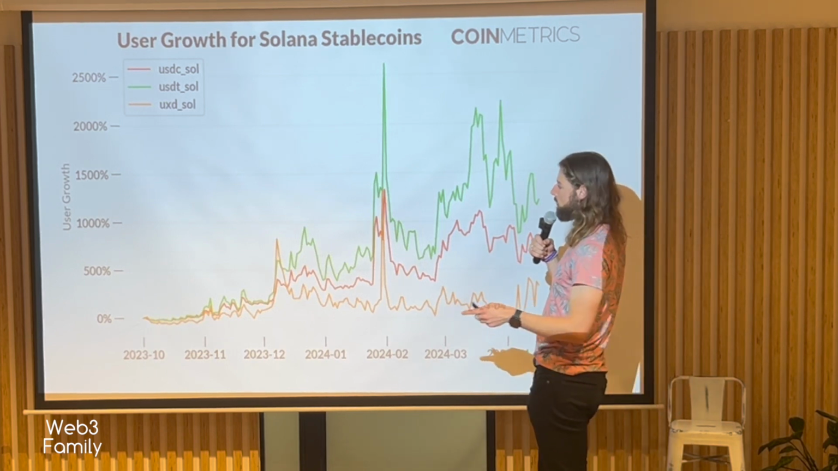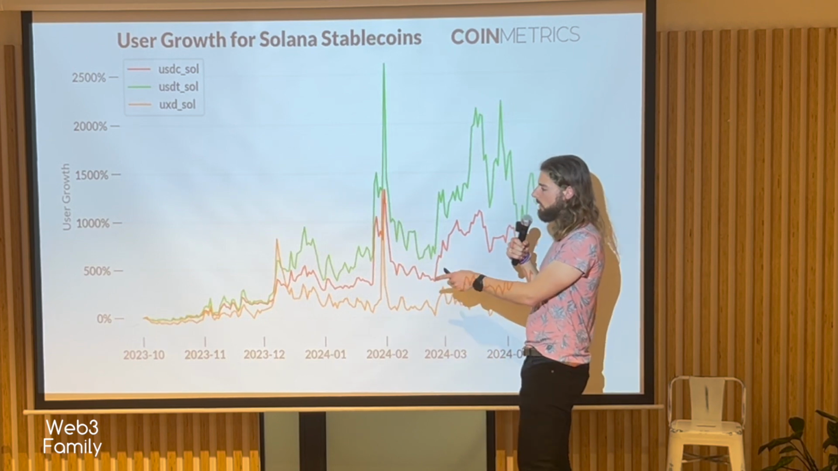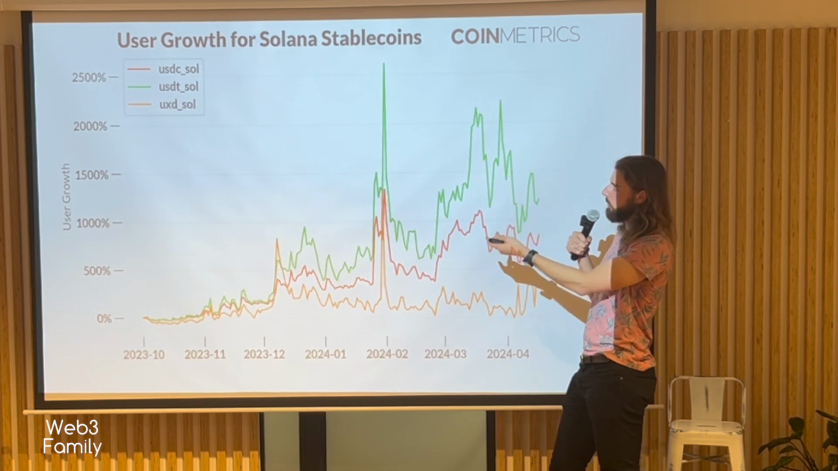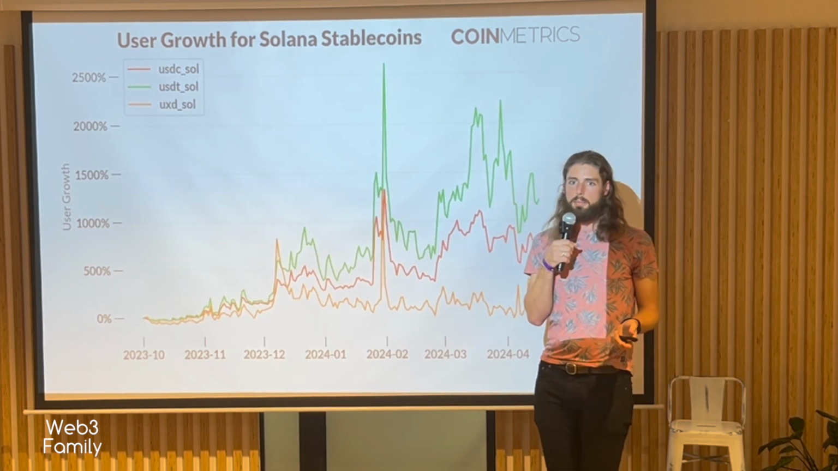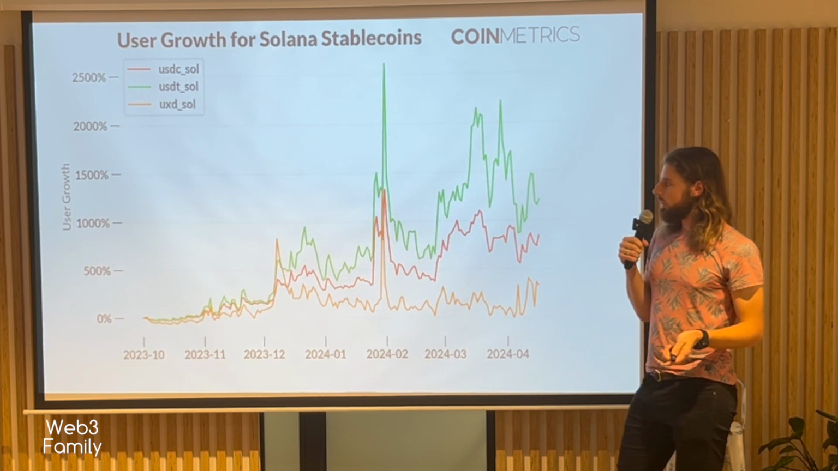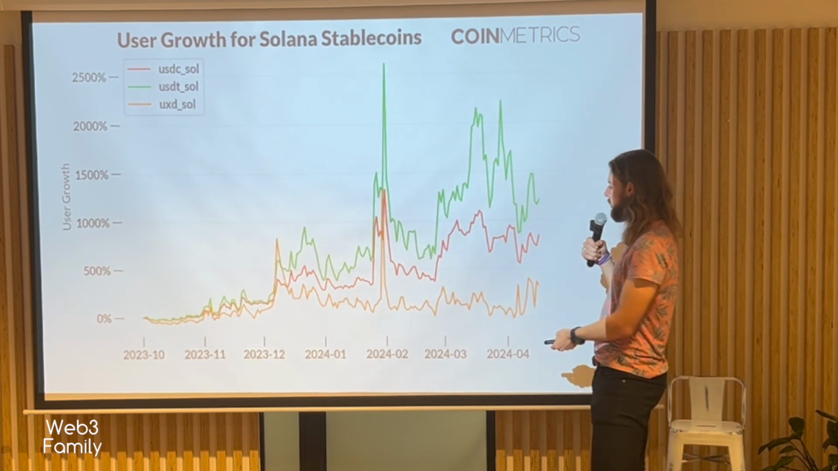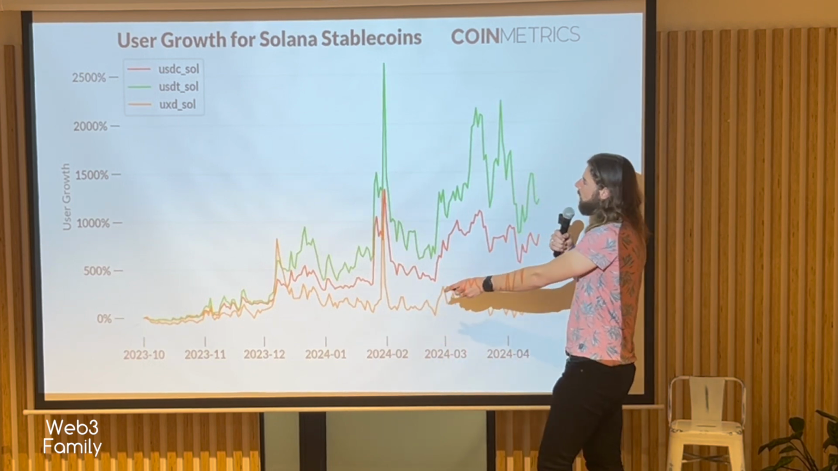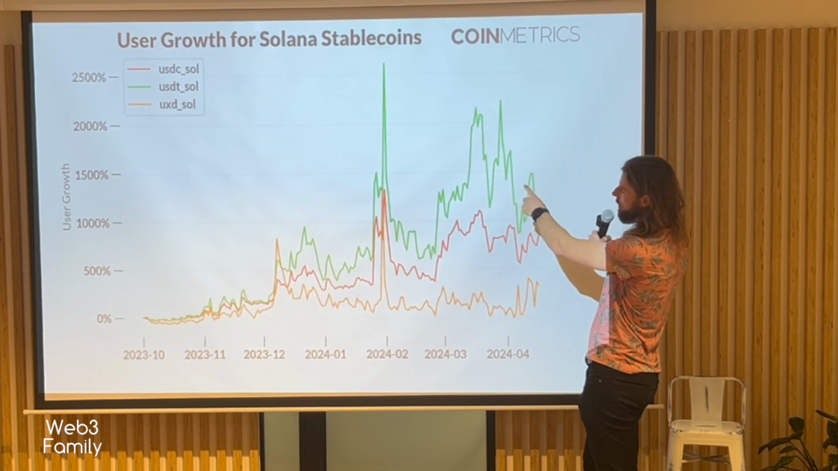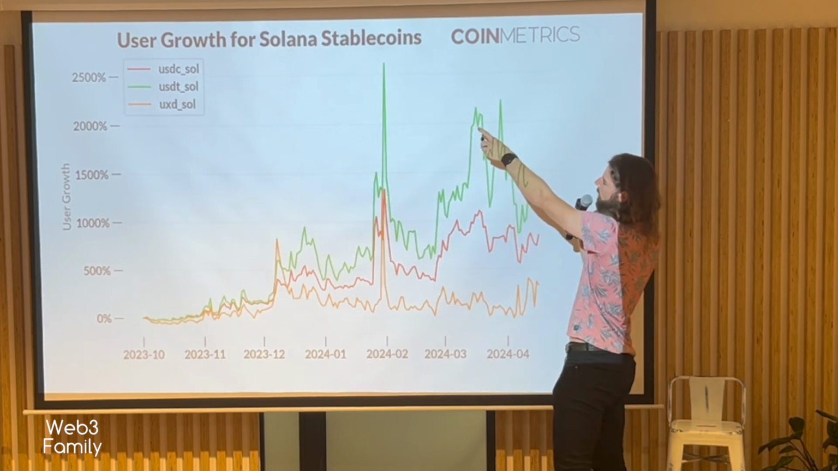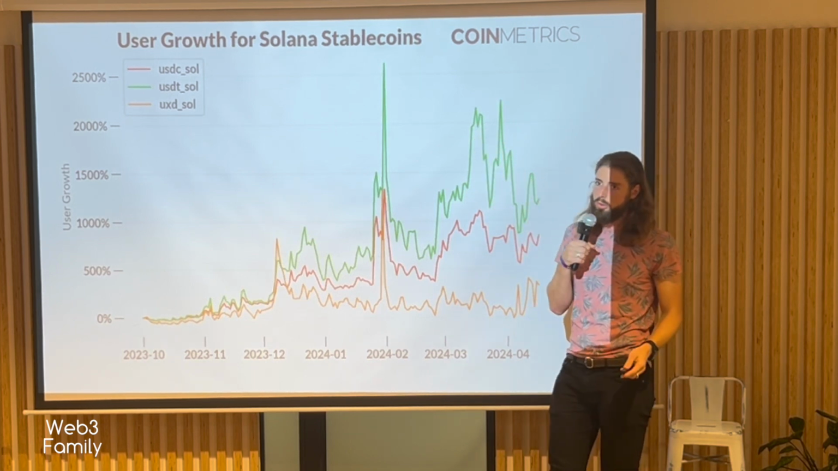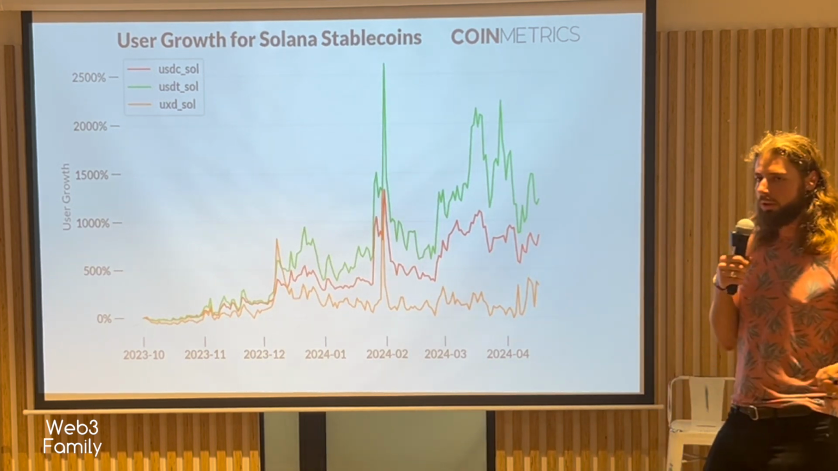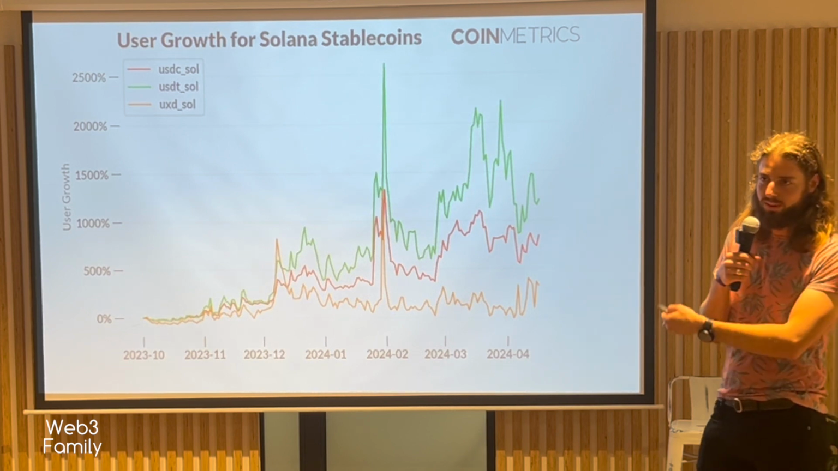Externally owned accounts, so wallets of unique users per day transacting with these 3 stablecoins: USDC, USDT, and UXD. UXD is a native stablecoin on Solana, which doesn't have a lot of users, but I included it because it's the only native one. And you can see over these past 6 months, USDT and USDC have reached, at times, over 2,500% growth. So immense users coming into the space here. But the question is, will they stay? That's the whole point of the talk.